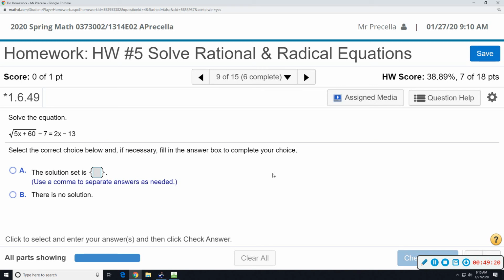The square root of 5x plus 60, then minus 7 equals 2x minus 13.